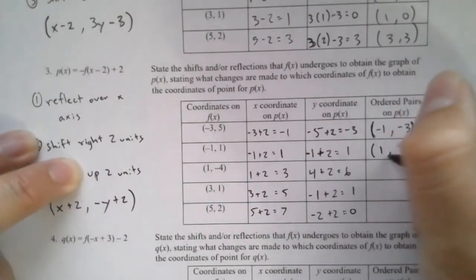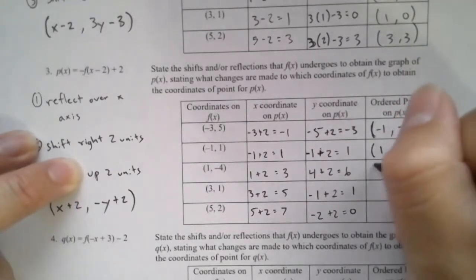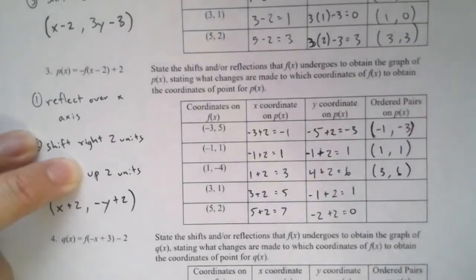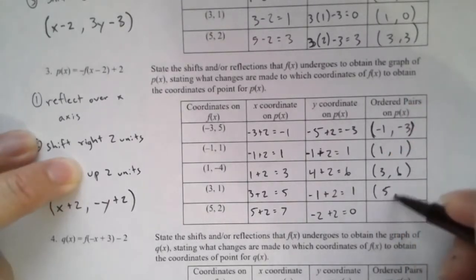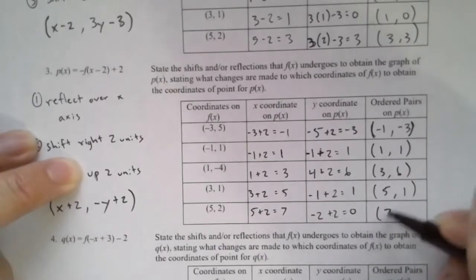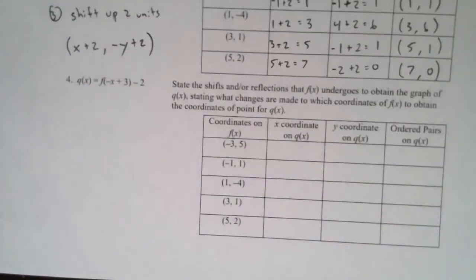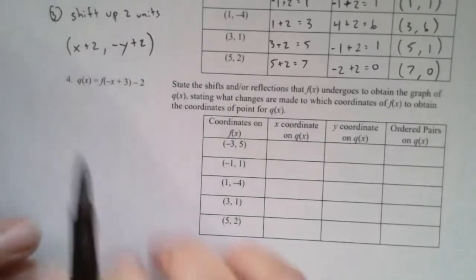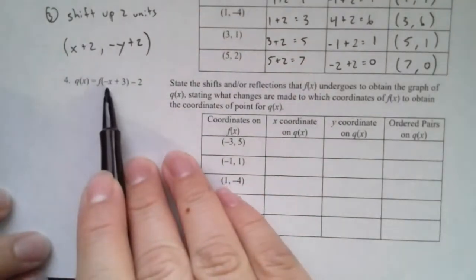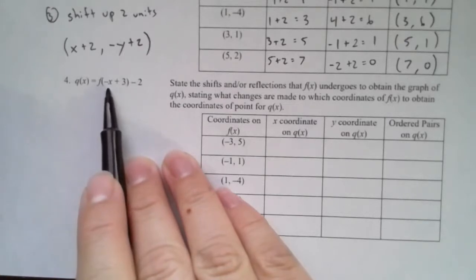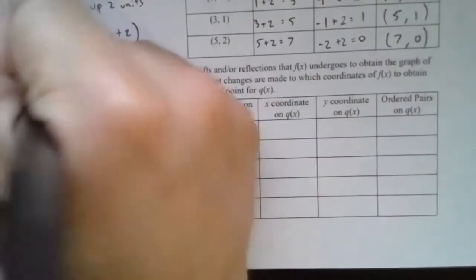1 comma 1, 3 comma 6, 5 comma 1, and 7 comma 0. Okay. Alright. Next one here, I have a negative x here. Okay, it's a reflection over the y-axis.